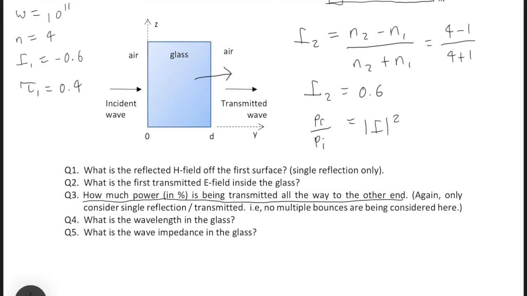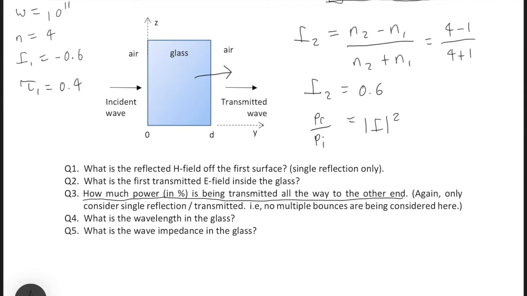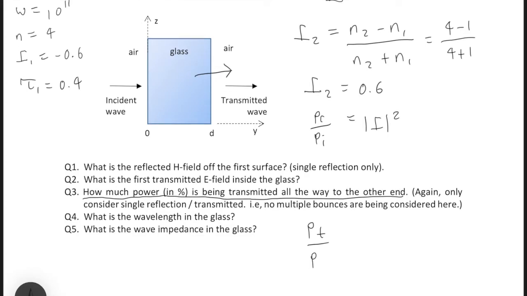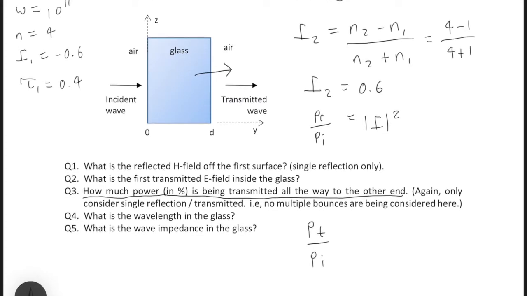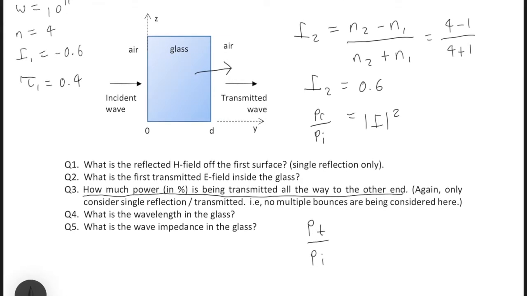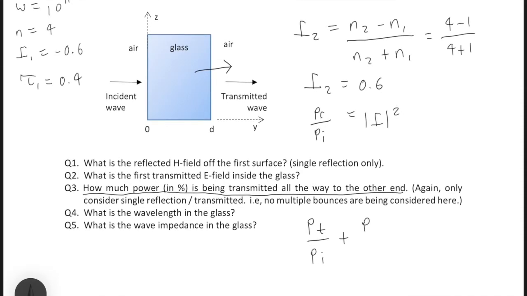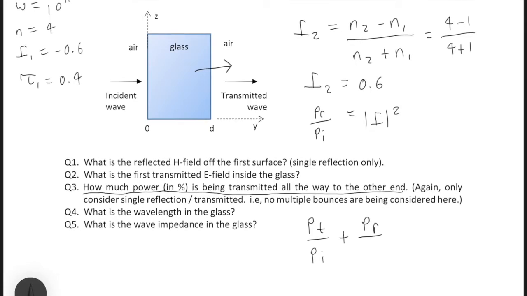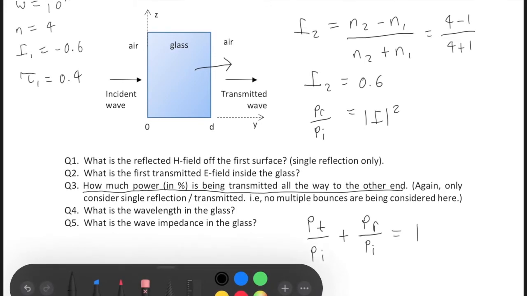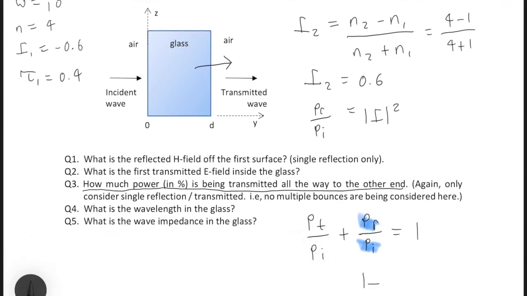This is important for us because if we want to find the amount of power that's transmitted through the block, we can look at this ratio, P transmitted over P incident. We can say that because of the law of conservation of energy, P_T over P_I plus P_R over P_I must equal 1. Well, we know what we can replace P_R over P_I with, and that would be gamma squared.